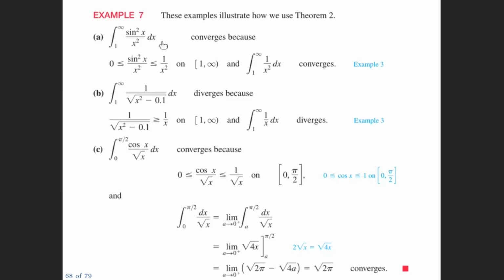First of all, the integral between 1 and infinity, sine squared x over x squared dx. That's a complicated integral, but this is smaller than 1 over x squared. And the integral of 1 over x squared converges. Because the integral of the bigger function converges, that means the integral of the smaller function must also converge. This is sort of like the sandwich theorem, if you remember that from Mathematics 1.